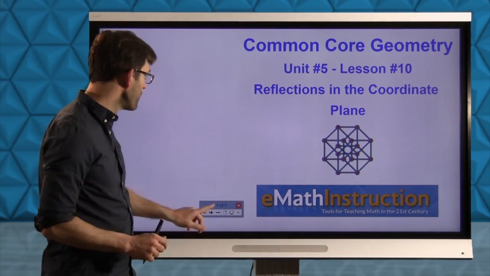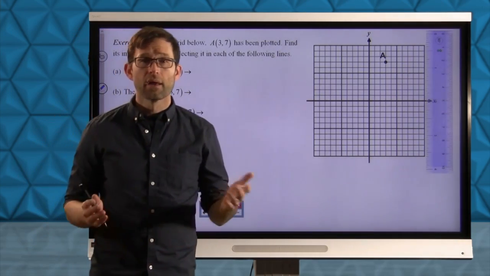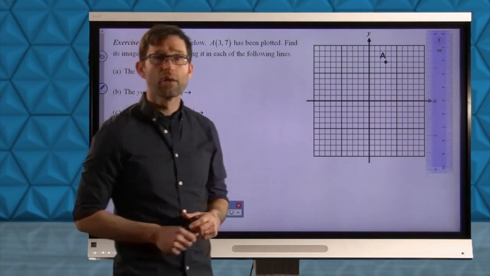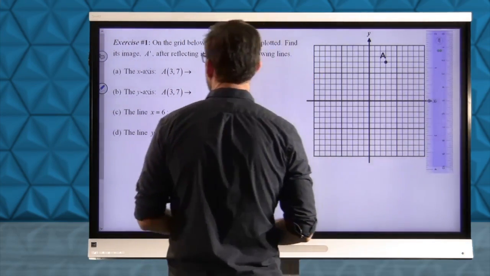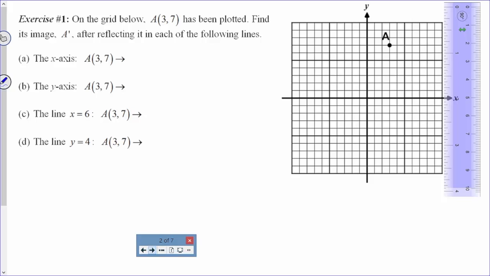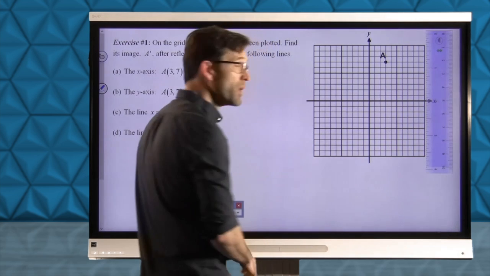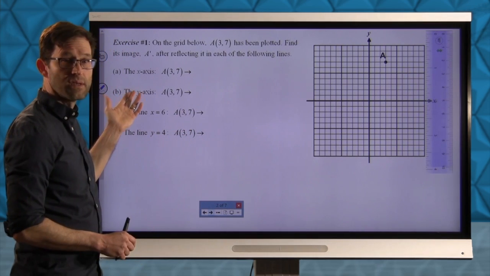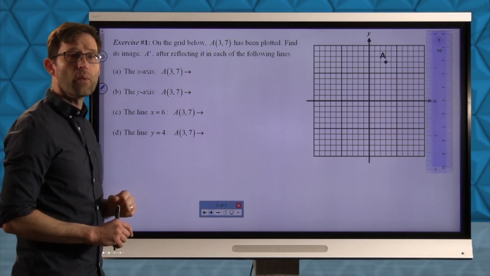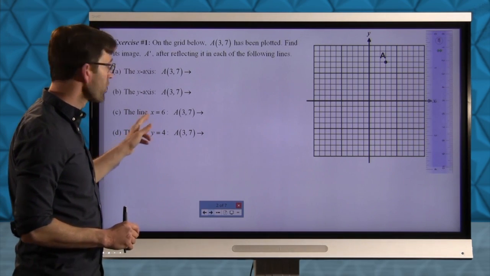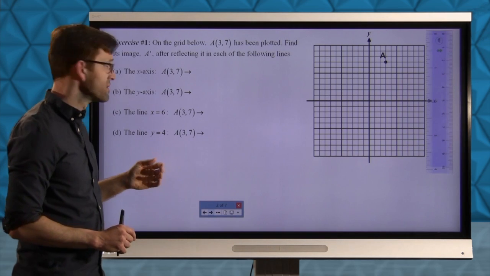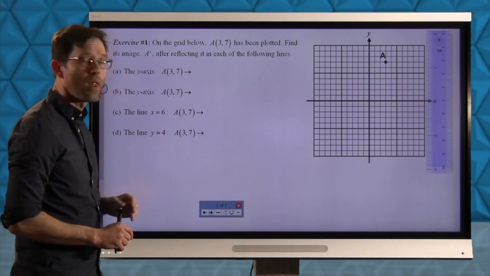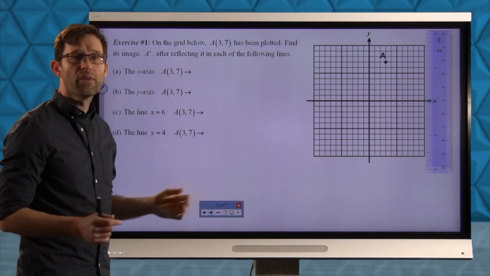We'll be able to review some properties about reflections, even in this first problem. So let's take a look at what exercise 1 asks us to do. On the grid below, A (3, 7) has been plotted. Find its image, A prime, after reflecting it in each of the following lines. What we're going to be doing is reflecting that point in the x-axis, then in the y-axis, and then something that we hadn't done back in Unit 2, we're going to reflect it in some vertical and horizontal lines, i.e. the line x equals 6 and the line y equals 4. But we'll get to those in a minute.